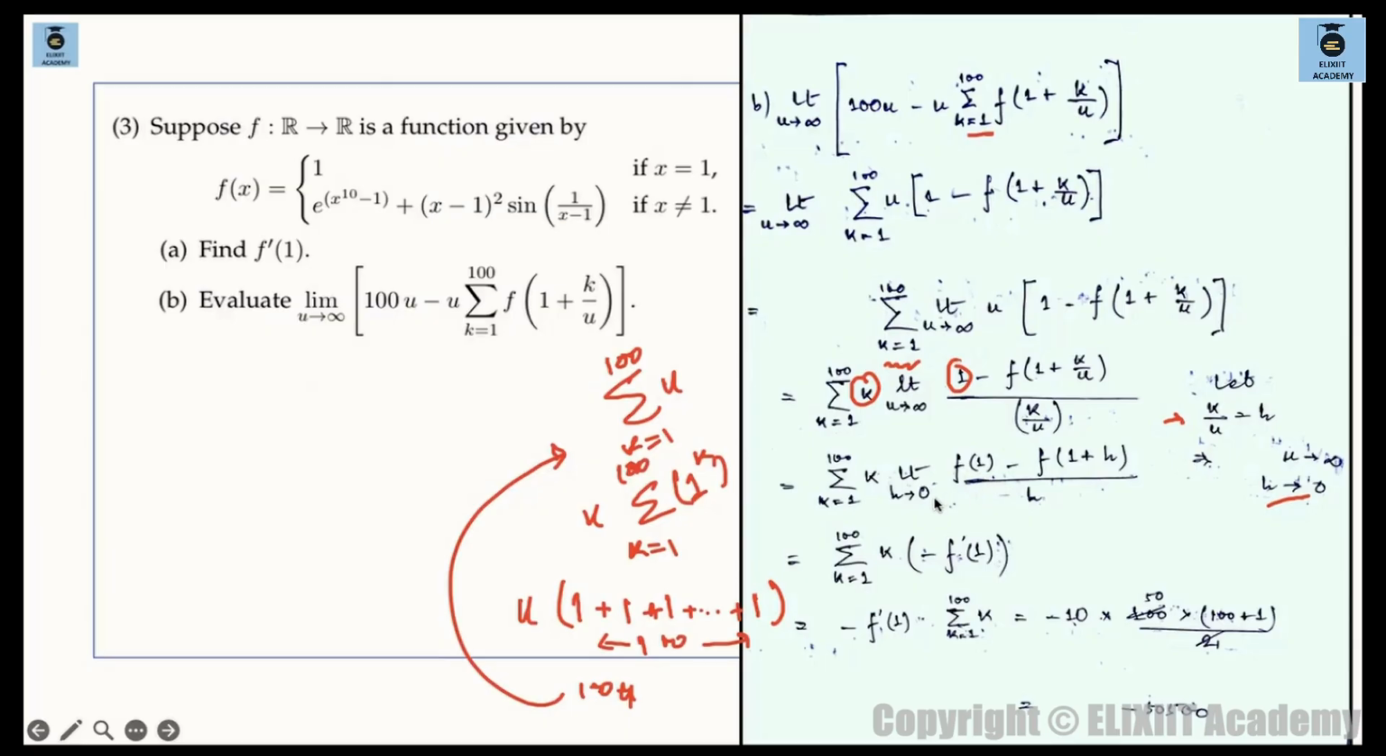ठीक है, तो limit h tends to 0, f of 1 minus f of 1 plus h, तो ये देखो differentiation format आ गया ना. What is this? Minus of f dash of 1. Minus common ले लो, पूरा differentiation format है, तो k into minus of f dash of 1.